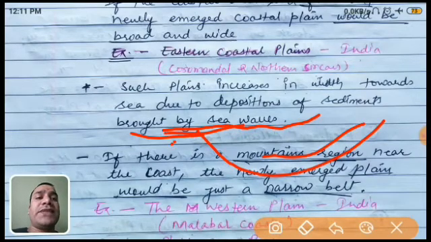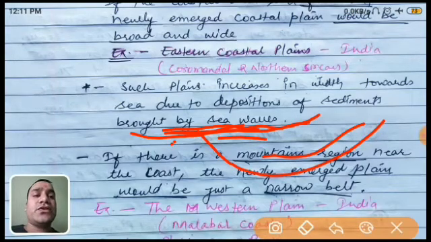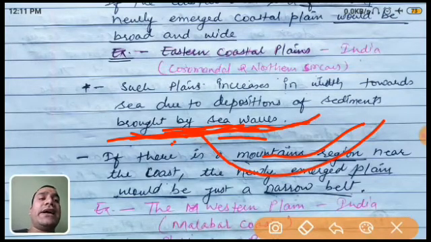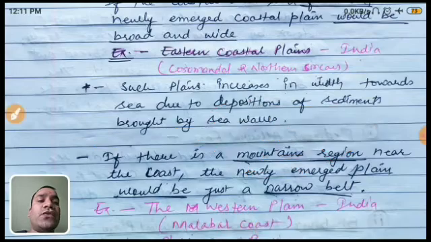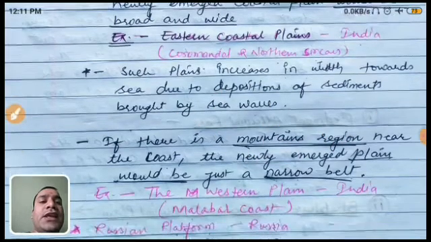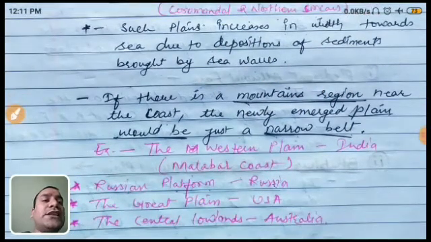Because it comes with some silts and sediment, the plain is increasing day by day. Due to the deposition of the sediments brought by the sea waves, sand particles and many other things are coming along with them. That's why the plains are increasing in width and length. If there is a mountainous region near the coast, the newly emerged plains would be just a narrow belt.